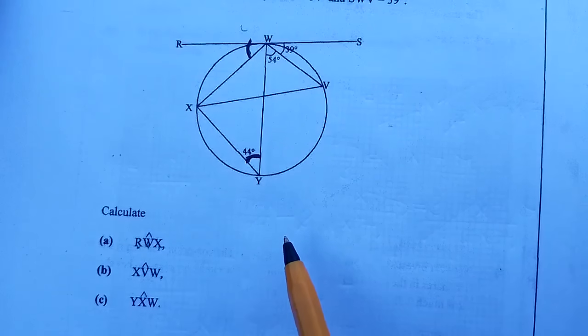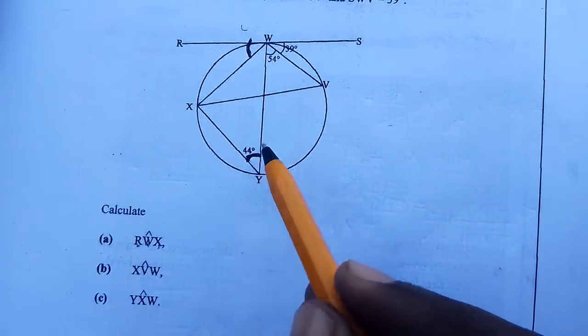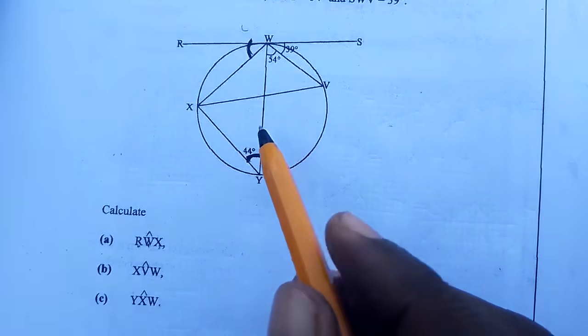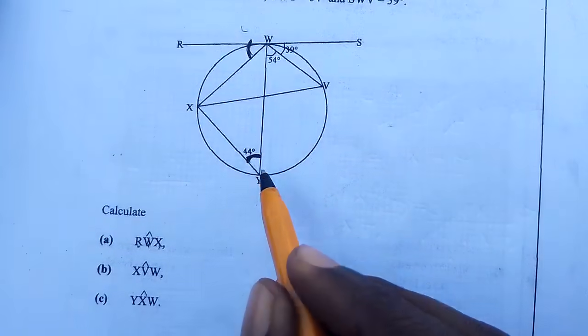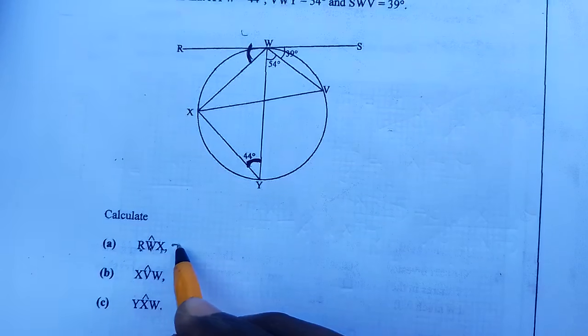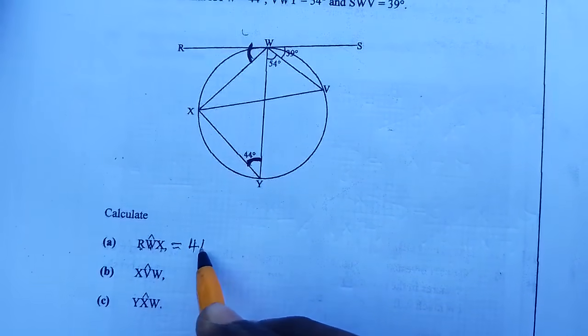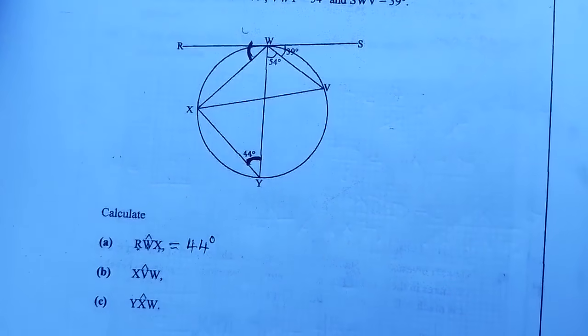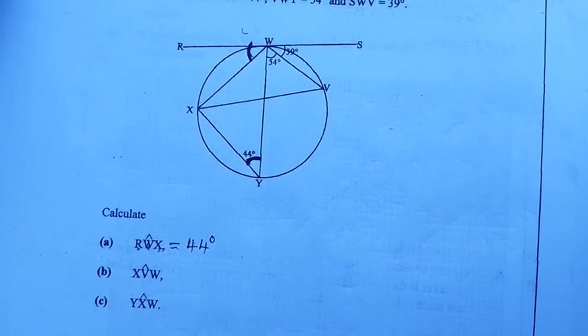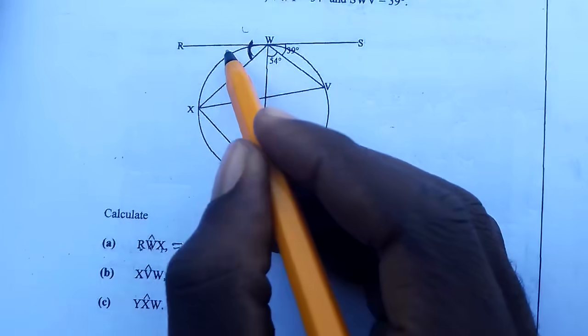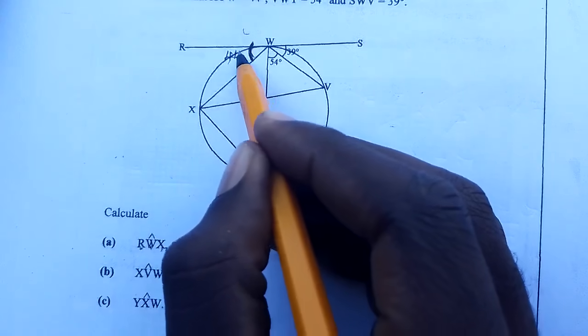These two are just the same. This one here and that one, they are just the same. Here you are told that that is 44, so even here the answer will be what? 44. No need of solving. 44 degrees. Then I move to here. You know that we've got a 44 there.